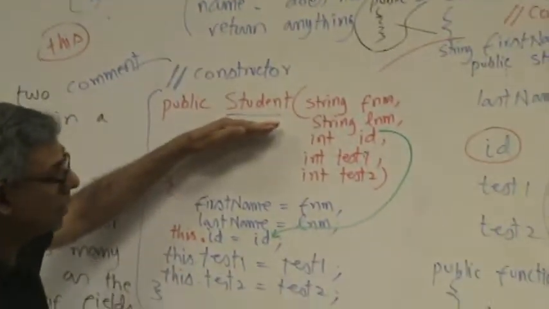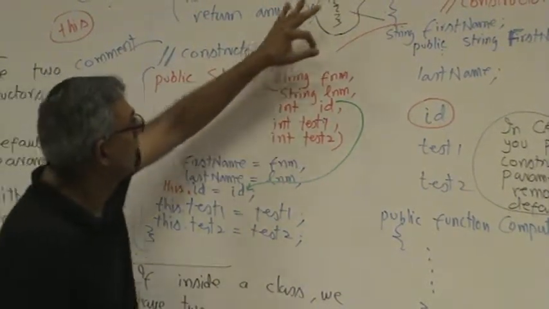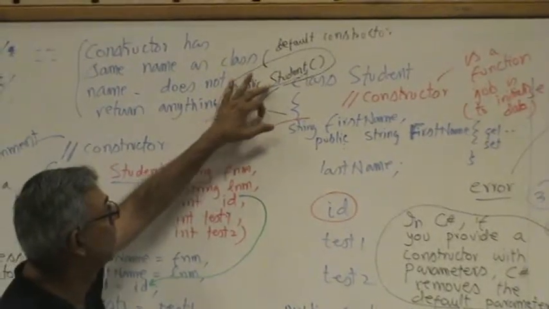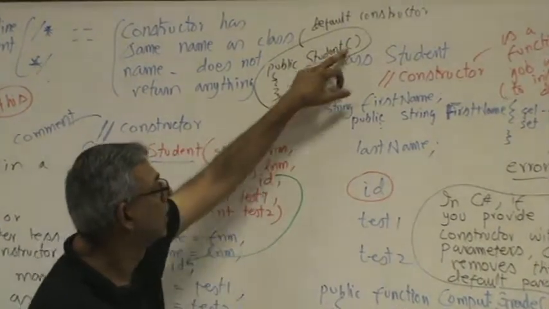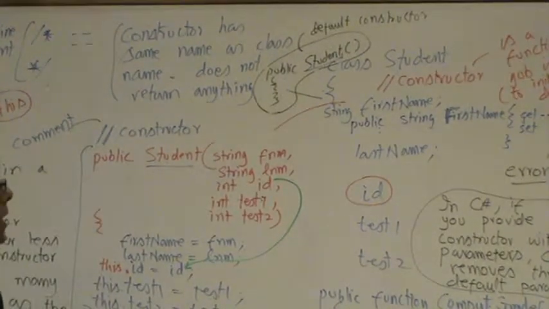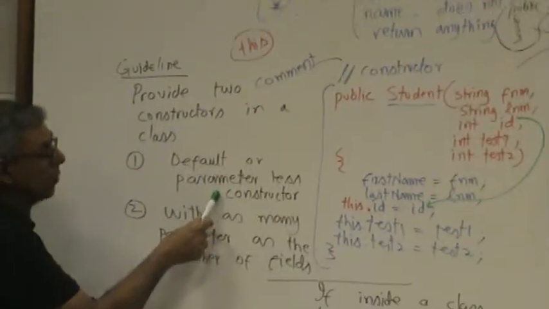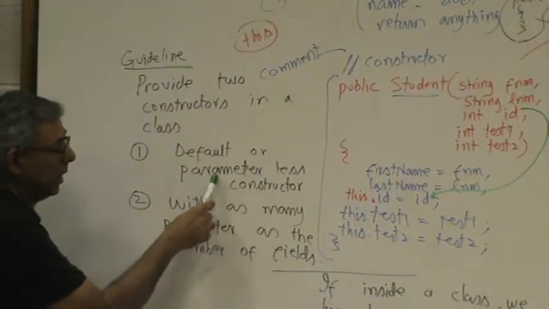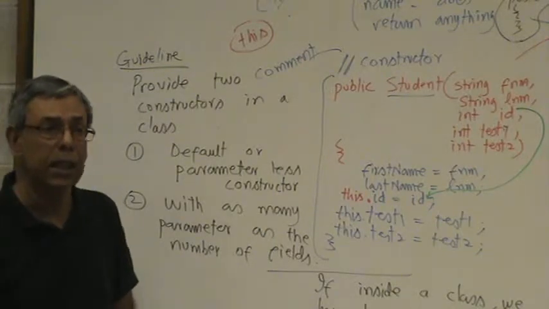So now let's come to our constructor example. A constructor is also like a function. How many parameters did we have over here? 5. In this constructor, how many parameters did we have? 0. So is the number of parameters different? Yes, so we can overload the constructor. Anytime you create a class from now on, I will expect you to provide 2 constructors: one with no parameters, and one with as many parameters as the number of fields in the class.